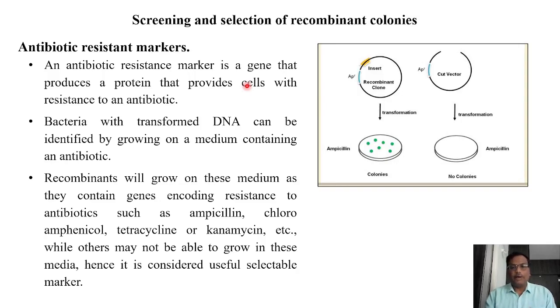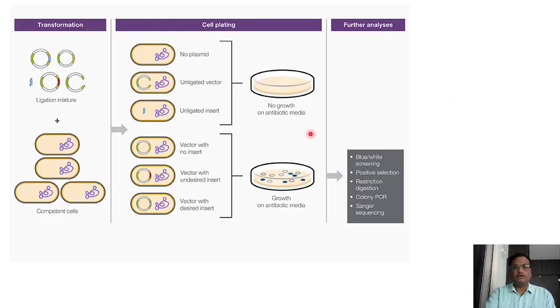So if the vector is taken up by the cells, that means the antibiotic resistance is present, right? So the bacterial cells in which the vector has entered will show the antibiotic resistance. The bacteria without the vector will not show resistance to the antibiotic, right?